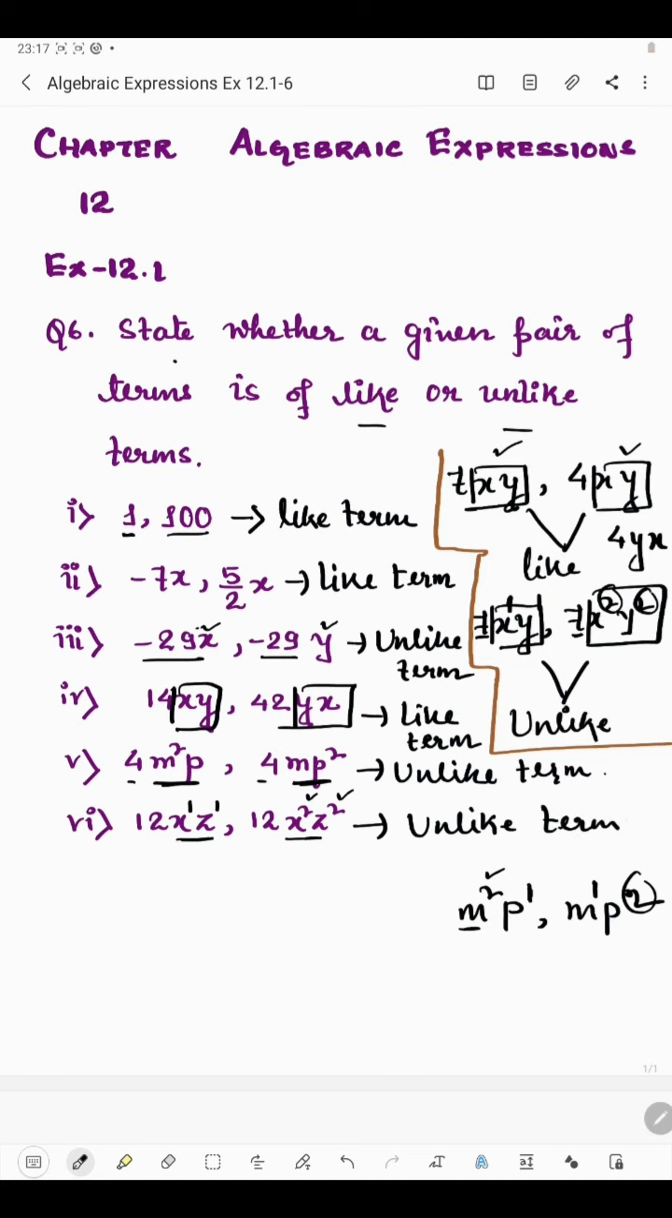So this way we can classify like and unlike terms by checking the variable part. So this was all about question number 6.